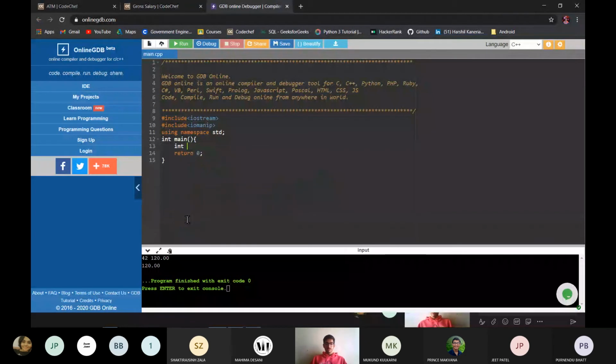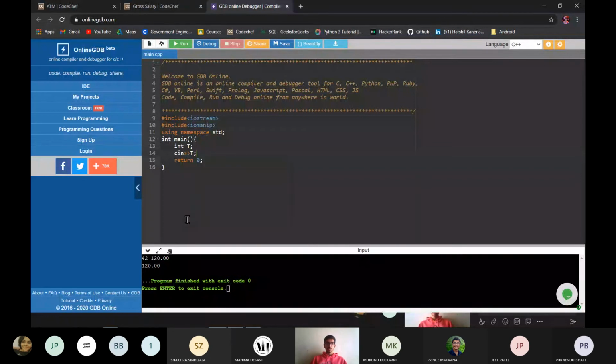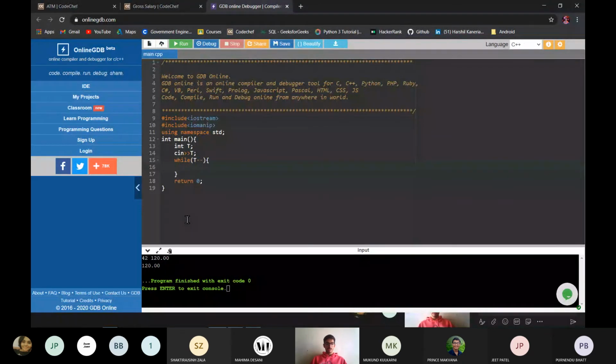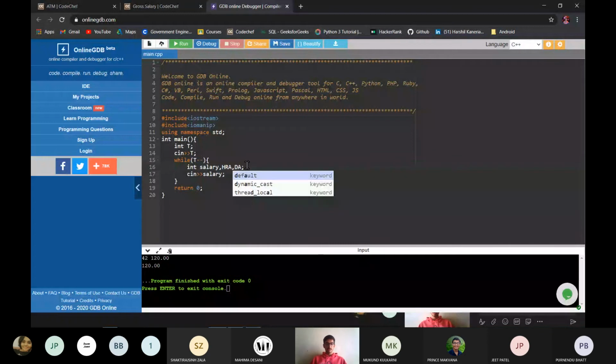First of all, we want an integer for the number of test cases. Then we put in a while loop, and in the while loop we build one integer named salary. After this we input the salary. Let us build two more integers here, HRA and DA, and our final answer is in a float.